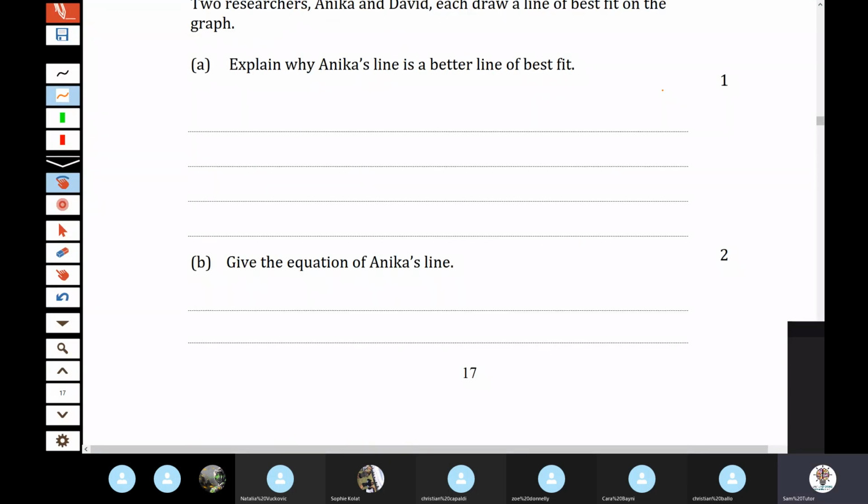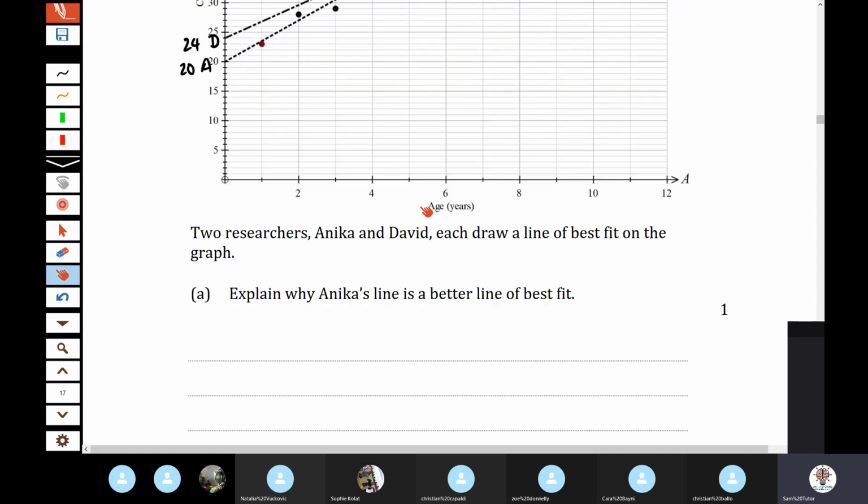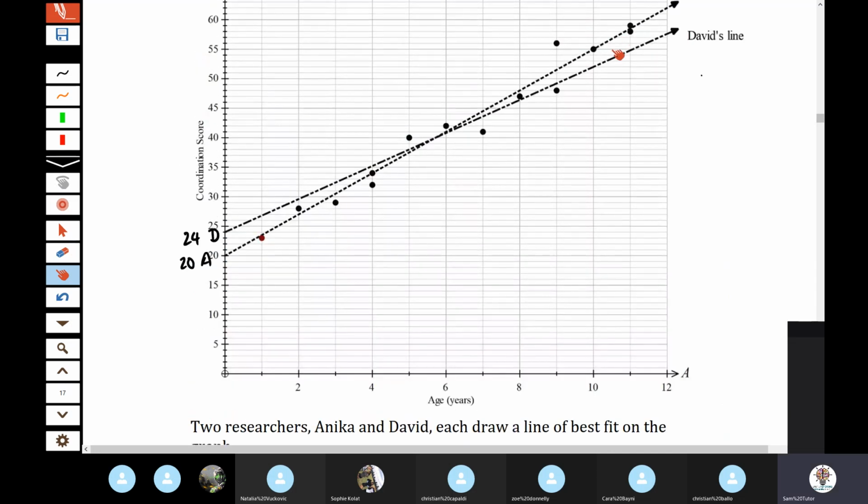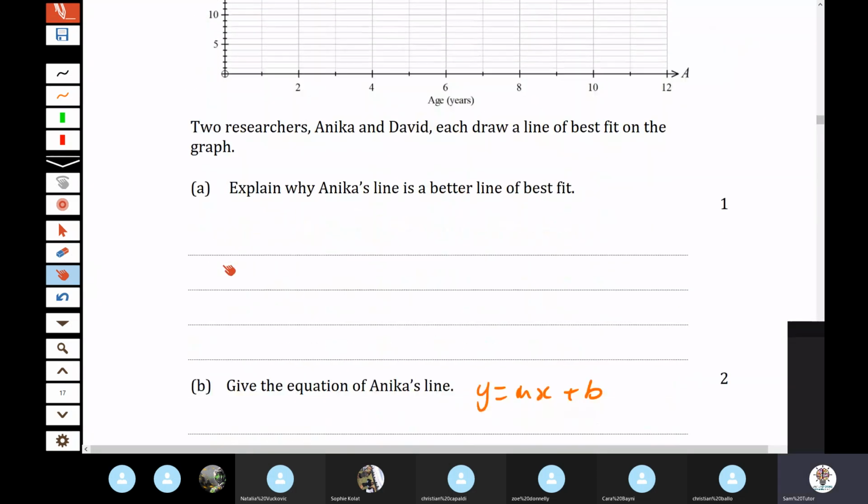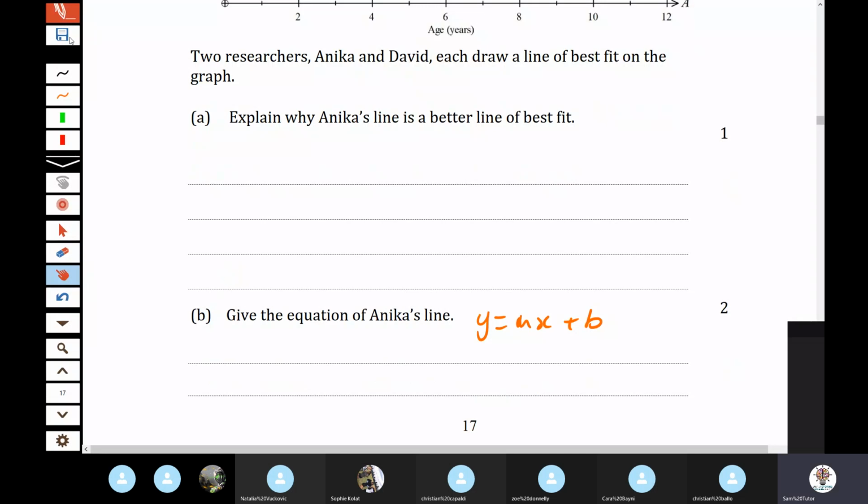Give the equation of Anika's line. What's the equation of a line? Y equals mx plus b, plus c, however you're used to it by now. Can you tell me what M stands for? Gradient. Can you tell me what B stands for? Y-intercept. So we go up to Anika's line. What's the y-intercept of Anika's line? 20. So we already got 1 mark for that. I've got to make sure that you guys can at least steal these easy marks. Something x plus 20. Are we comfortable with that?